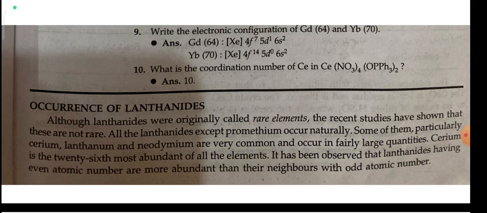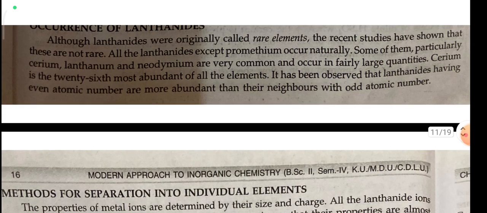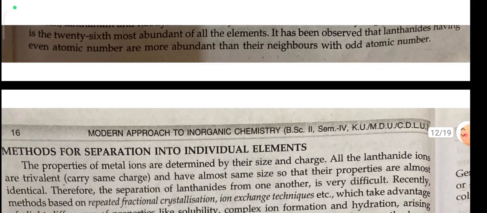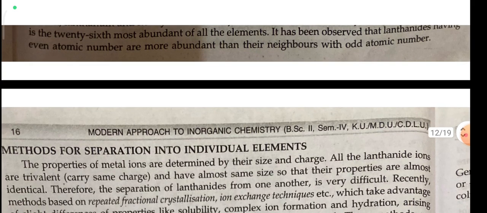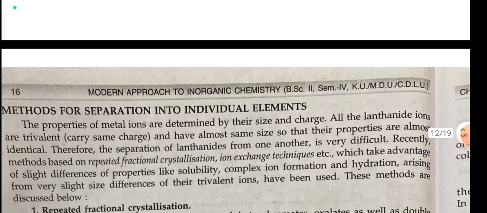Occurrence of lanthanides. Although lanthanides were originally called rare earth elements, recent studies have shown that these are not rare. All the lanthanides except promethium occur naturally. Some of them, particularly cerium, lanthanum, and neodymium, are very common and occur in fairly large quantities. Cerium is the 26th most abundant of the elements. It has been observed that lanthanides having even atomic number are more abundant than their neighbors with odd atomic number.